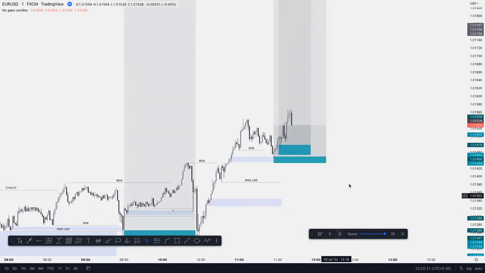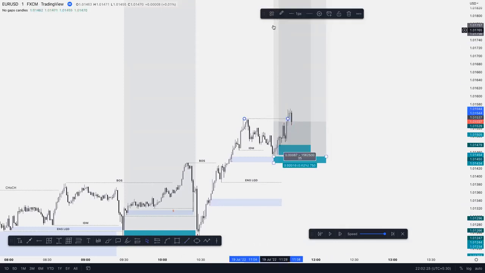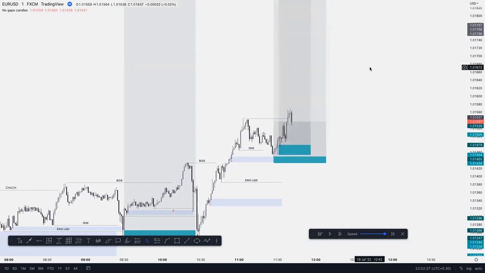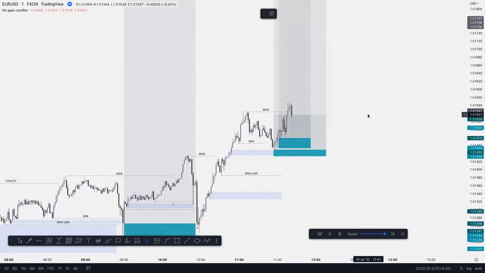All right. So generally the market broke the structure again, and after the break of structure, we can move our stop loss to the break even point.